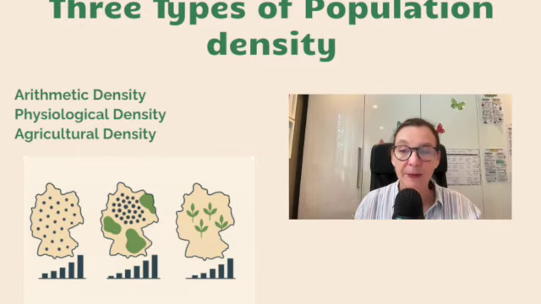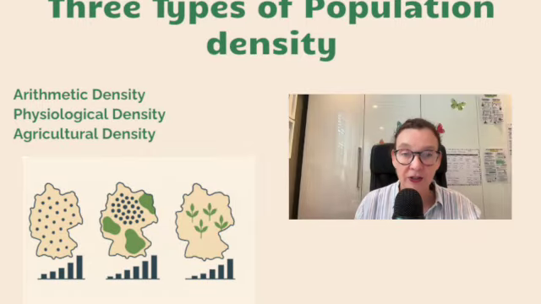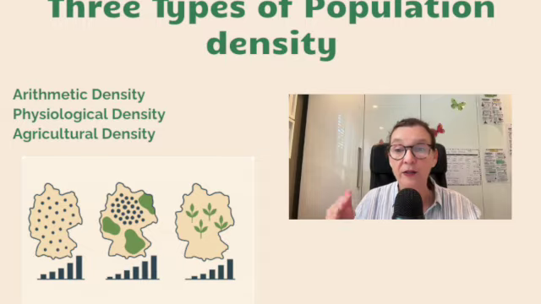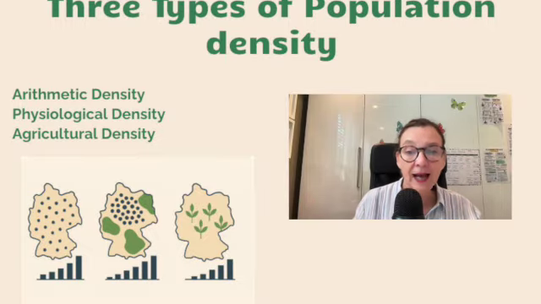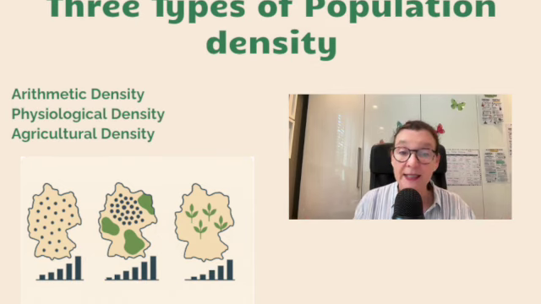So let's just do a quick recap of that. Arithmetic equals people per total land, so that's the average population spread. Physiological, people per arable land, so food pressure. And agricultural, farmers per arable land, because it's farming efficiency. So these three densities together give you a full picture of how population relates to its land, not just where people live, but how they survive.